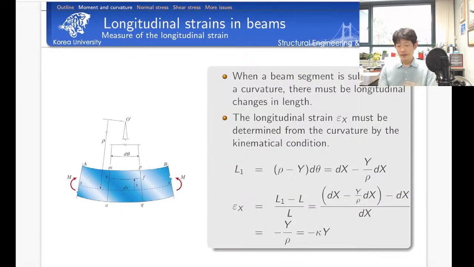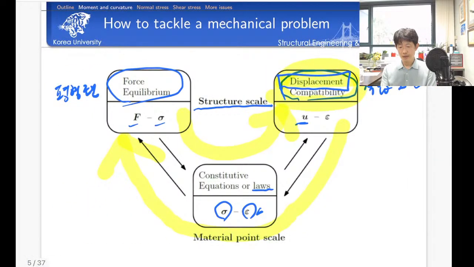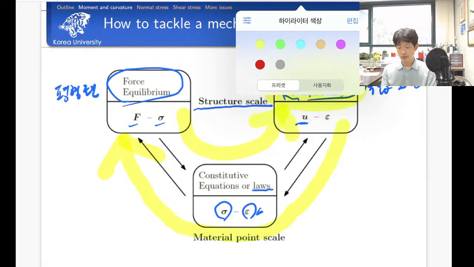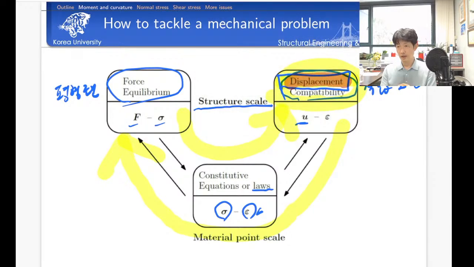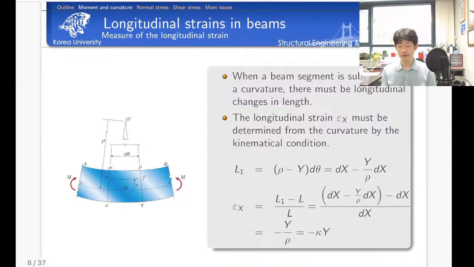All right, then let's move to the next step. We just talked about the displacement. So what's the next step? Next, we need to talk about the strain here. Then how to calculate the strain using the compatibility condition. So let's move to the part on the calculation of the strain.